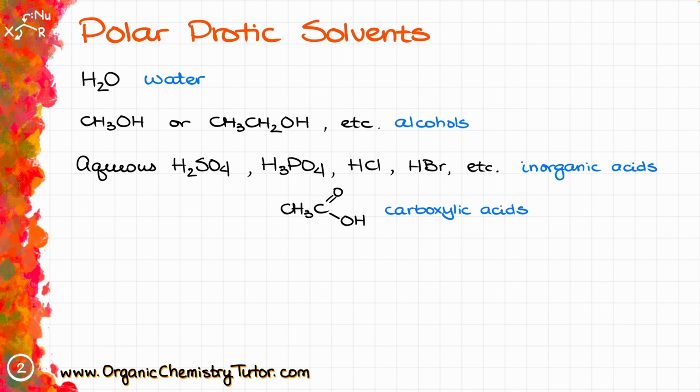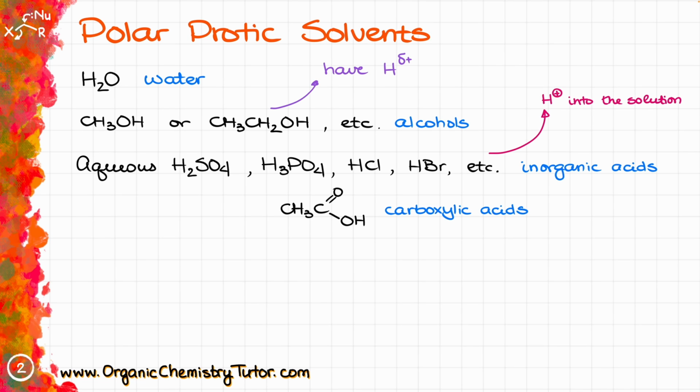The common feature of all polar protic solvents is that they're going to have either H+, they can dissociate into the solution, and that's where our inorganic and carboxylic acids excel, or alternatively, our solvents can have a hydrogen, which is going to be extremely polarized due to its bond to an electronegative element like oxygen or maybe nitrogen, something of that sort.